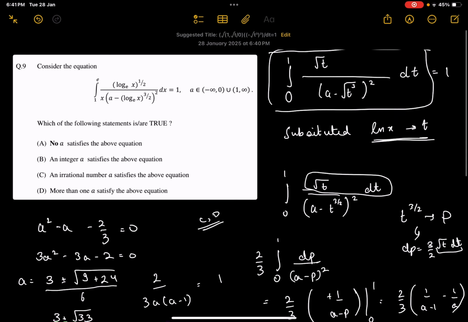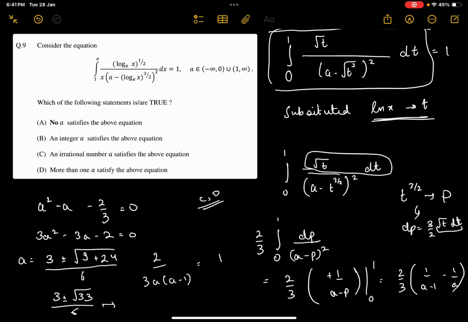So after this substitution, it was a routine integral. We integrated it and equated it to 1. After the first substitution, we have a nice integral. After another substitution, it is straightforward. We integrated it, substituted the limits, and equated it to 1 to get a quadratic equation in a, and we get two irrational solutions from there.